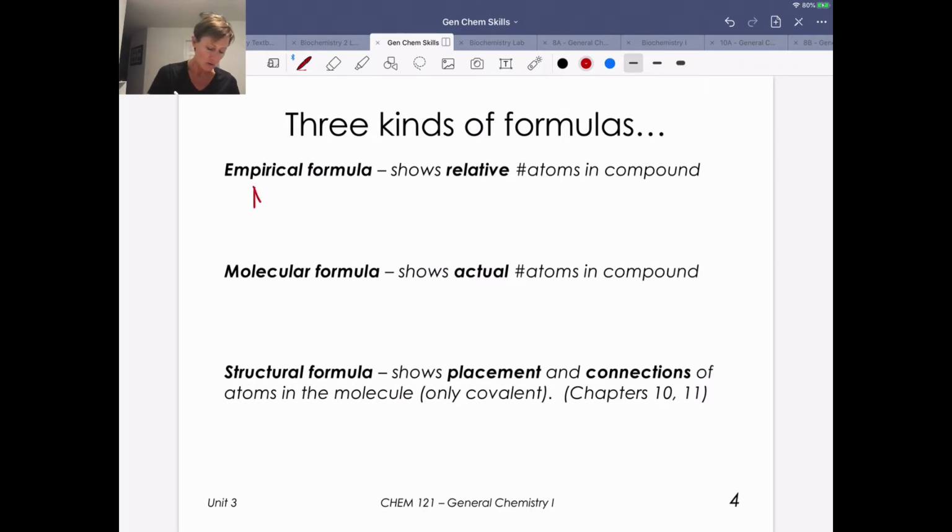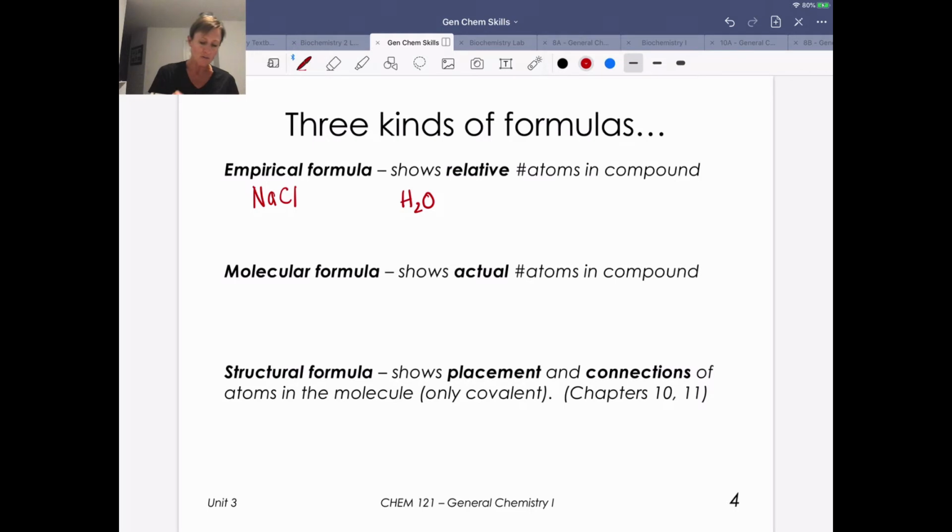So the empirical formula for sodium chloride is going to be NaCl. Again, this shows us the relative number of atoms that we're going to have in a compound, and it shows us that there's 1 sodium cation for every chloride anion. So let's talk about water, H2O. In this case, we've got 2 hydrogen atoms for every 1 oxygen atom.